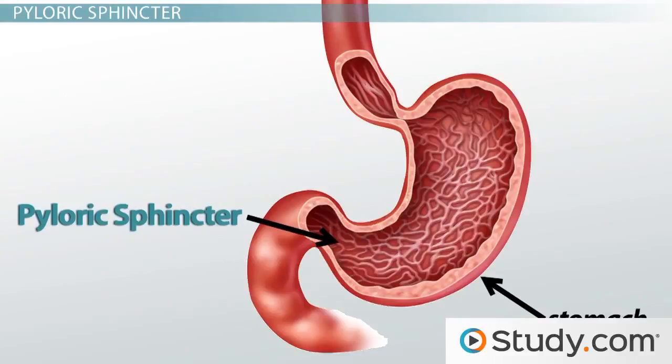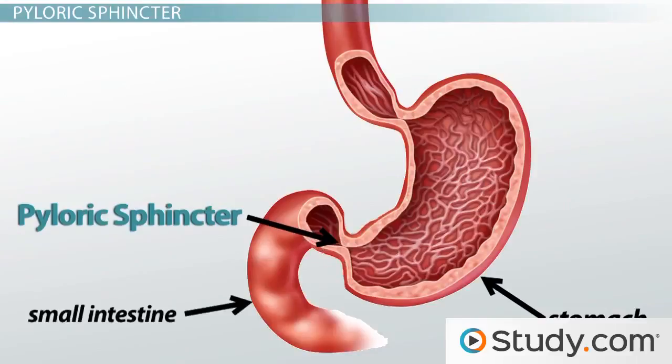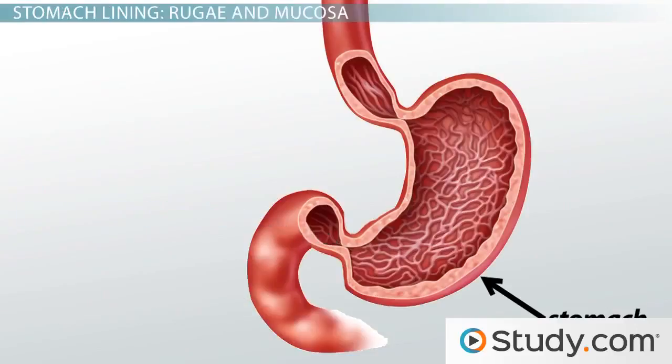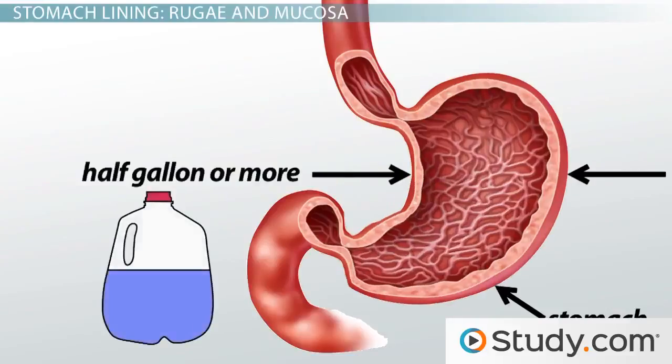Now this sphincter never opens very wide, and it only allows about 3 milliliters or less of stomach contents to squirt through at a time. This strict regulation of food helps keep the small intestine, which is the next stop for food, from becoming overburdened. Now your stomach is about 10 inches long, but its diameter depends on how much is inside. The stomach has a tremendous ability to stretch. In fact, it can stretch to hold up to half a gallon of food or more.